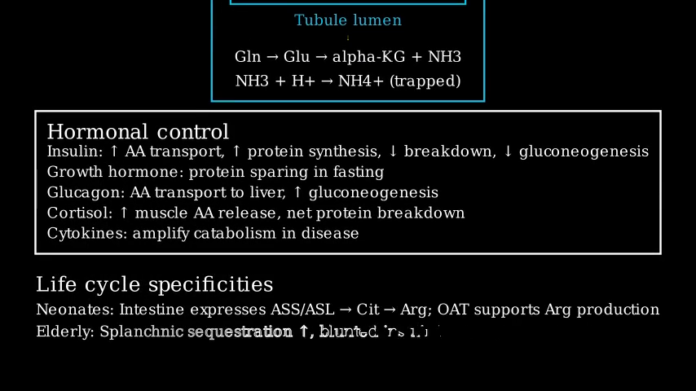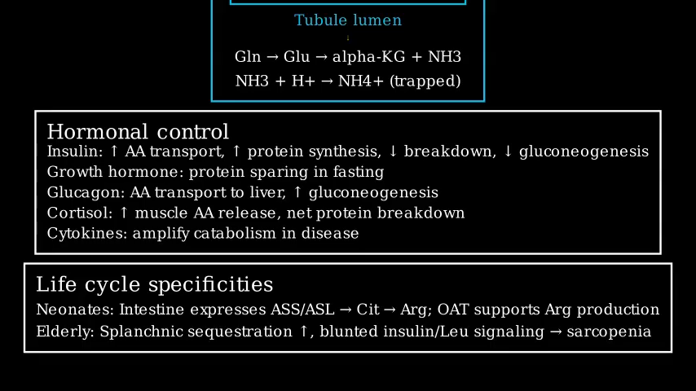Across the life cycle, priorities shift. In neonates, the intestine helps build arginine by expressing the middle steps of the urea pathway and using ornithine aminotransferase in reverse. In older adults, more amino acids are held by the splanchnic organs after meals, and muscle responds less to insulin and leucine, contributing to sarcopenia.